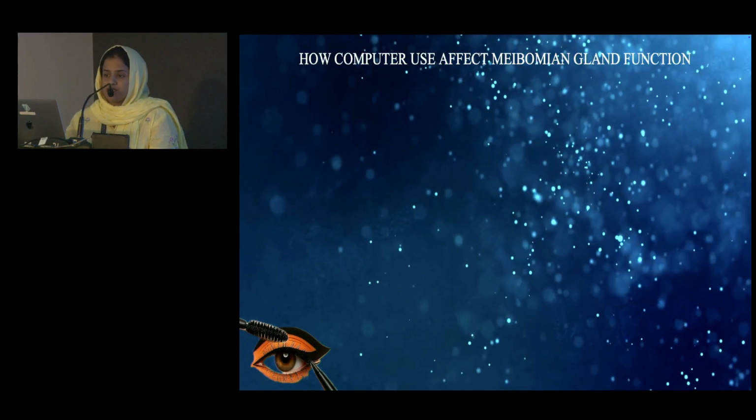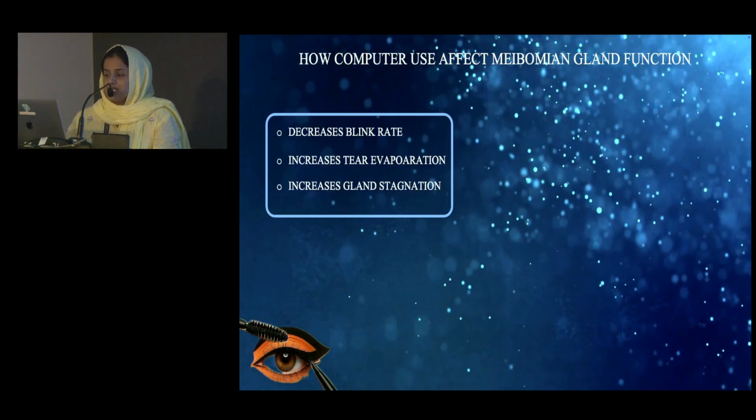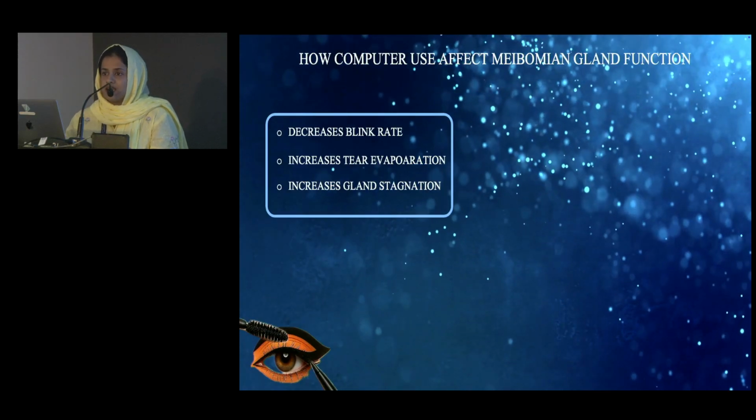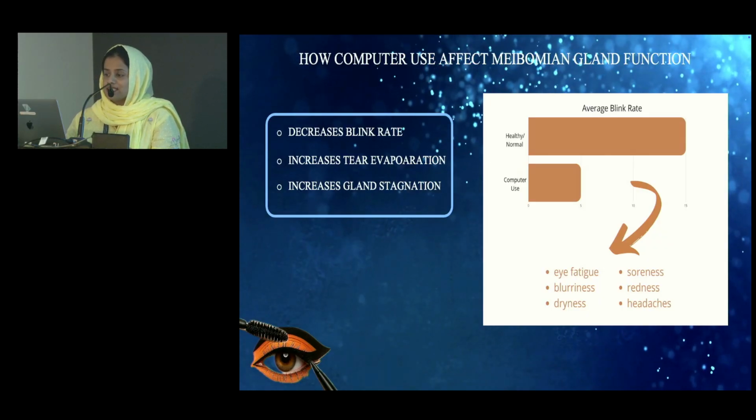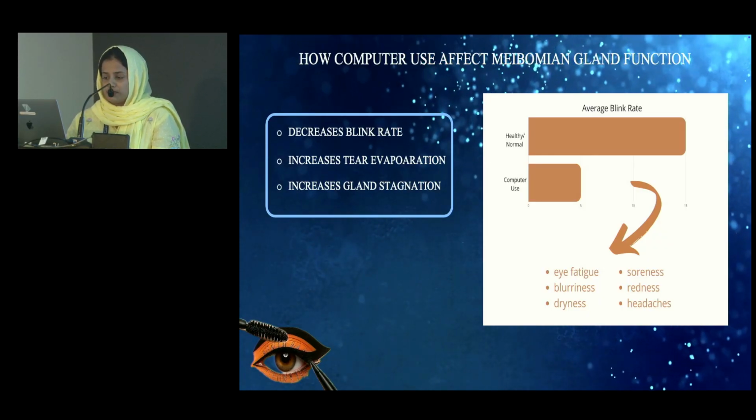Next is how computer use affects meibomian gland function. Prolonged screen time may reduce the blink rate and increase tear evaporation, which leads to stagnation of meibum inside the glands, accelerating the dropout and worsening of dry eye symptoms.